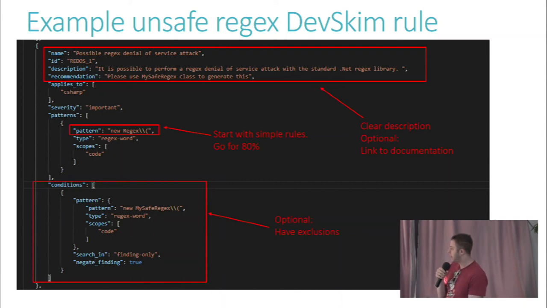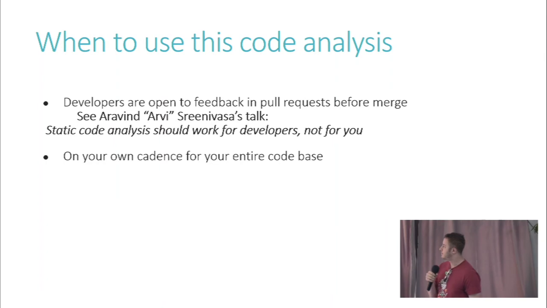And then finally, have exclusions. So you see my safe regex class, then you have an exclusion to say, hey, don't flag on this. This is amazing, right? They're following the rules exactly how we want. All right. So when do you use this? Well, during the pull request is fantastic. Most of the time, developers are open to that then.